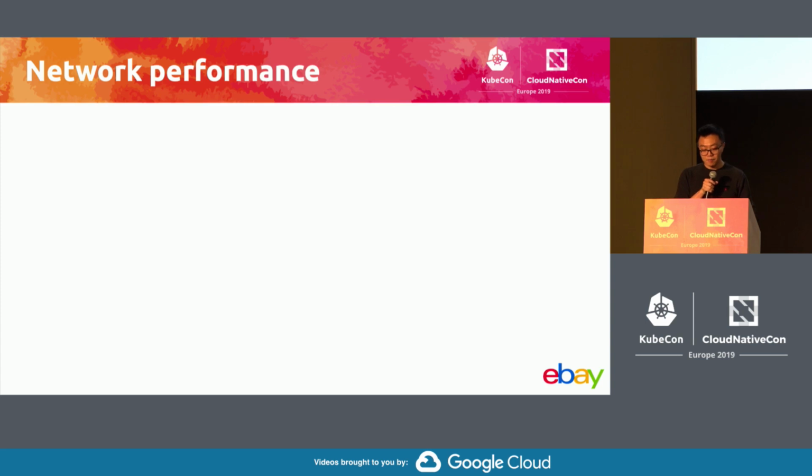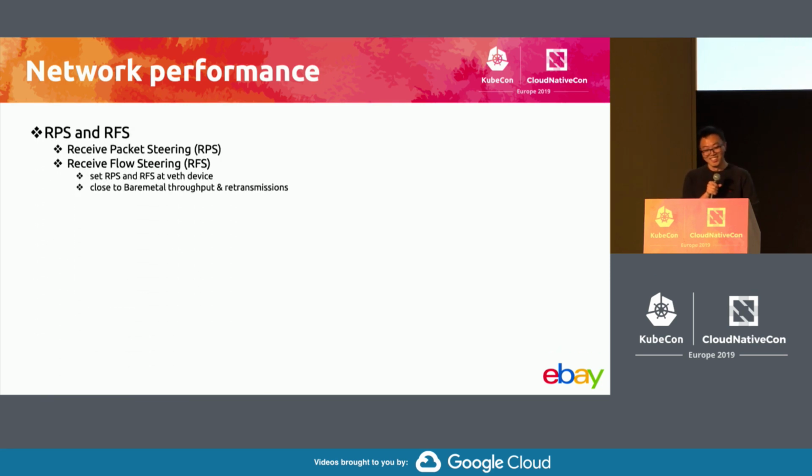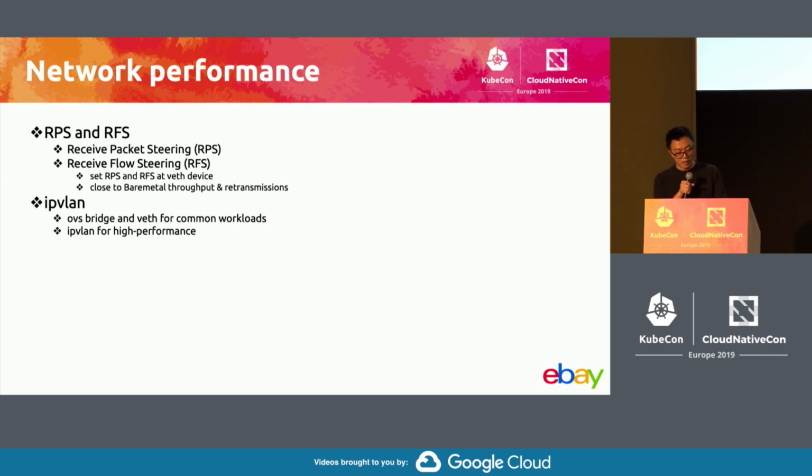Okay. Last part is networking performance. I'm not too much of a networking guy, so I don't have too many details here. But luckily, we don't have too much time left either. So we do RPS and RFS. We set that on the veth devices, and this is super helpful, which gets us to similar throughput as bare metal. We do IPVLAN for high-performance workloads. For standard ones, we use OVS and VXLAN. But for some search engine workloads, we run IPVLAN.